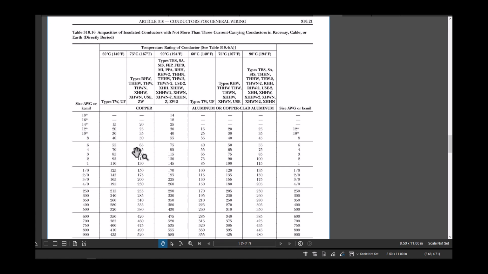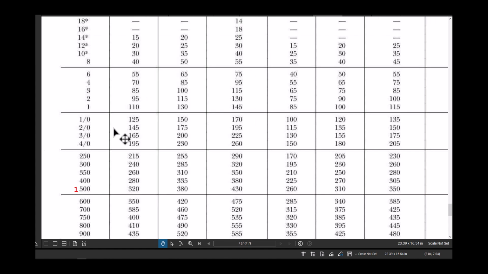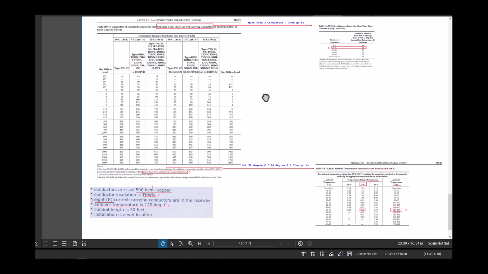Just remember, this table is for not more than 3 current carrying conductors and for a specific temperature. I put everything on a single page to go step by step and figure out how we should solve this kind of question. Now, this is our question. Like the other questions, I put numbers 1, 2, 3 to follow step by step and figure out what we have.